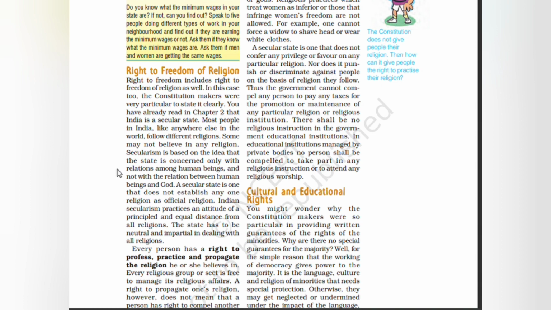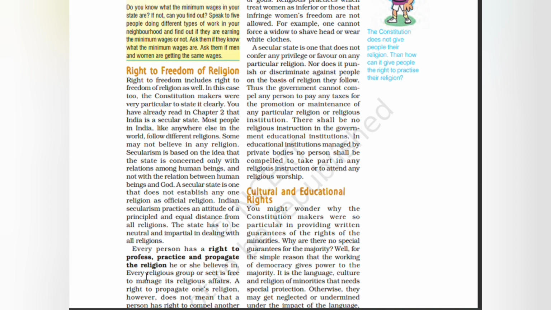Secularism is based on the idea that the state is concerned only with the relations among human beings and not with the relation between human beings and God. A secular state is one that does not establish any one religion as the official religion. Indian secularism practices an attitude of principled and equal distance from all religions. The state has to be neutral and impartial in dealing with all religions.